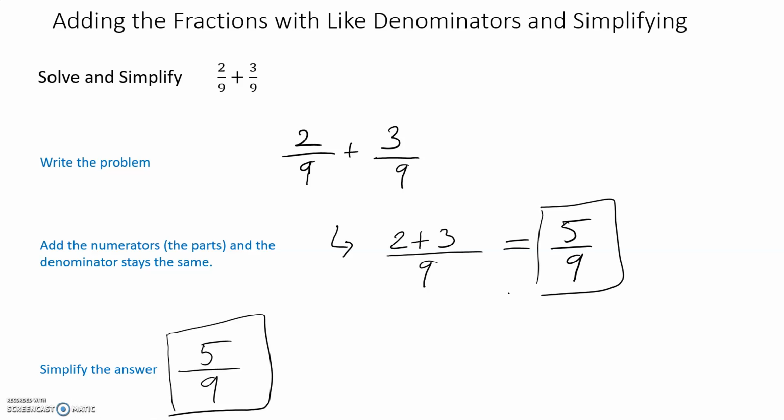All right, so recap: when you're adding fractions, you add the numerators, and this is when we have like denominators only. So the 9s are the same, right? We never add the denominators, we just add the numerators. 2 plus 3 is 5, so I have 5/9.